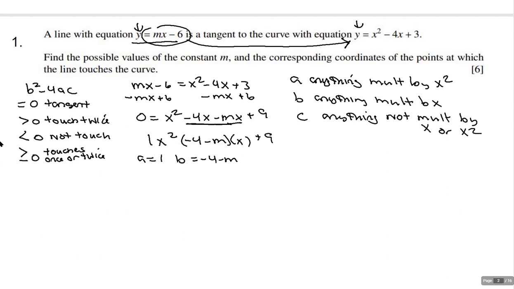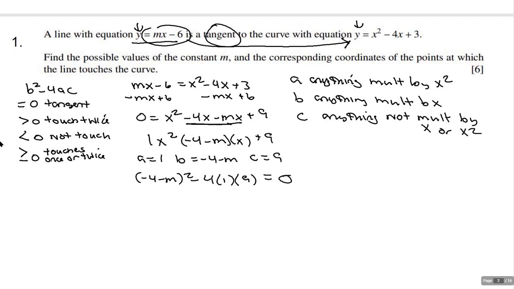And so all I got to do now is fill in my discriminant. And so b squared, that's going to be negative 4 minus m squared, minus 4 times a, which is 1, which I'll write, but it's not necessary because we multiply by 1, times c. All right, now keep in mind, because this is tangent, the discriminant is going to equal 0. Now, it's not because the quadratic equals 0, it's because this is tangent.